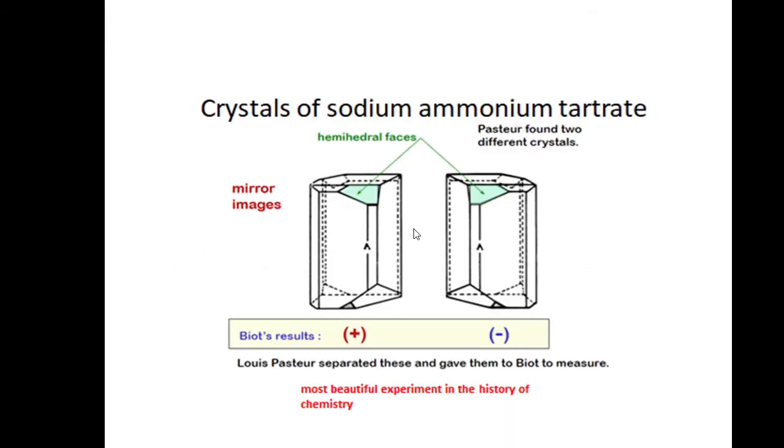These are the first separated crystals, sodium ammonium tartrate. They were separated on the basis of the difference in the hemihedral faces of these two crystals. The scientific community believed that this was the most beautiful experiment in the history of chemistry.